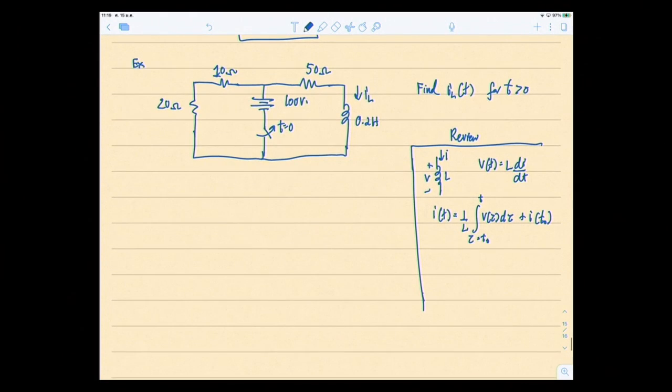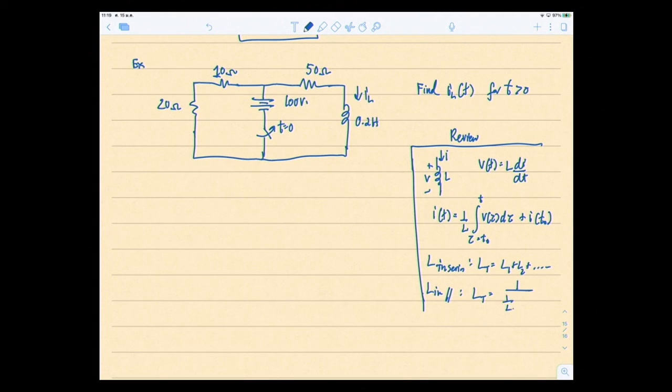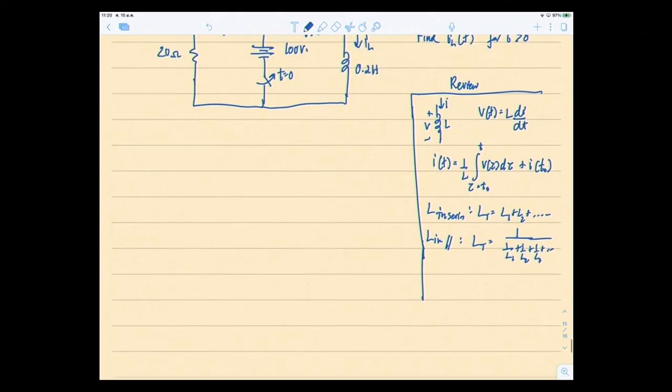Then the two rules for DC or steady state. But hold on, let me review this also: if you have inductors connected in series, L total is equal to L1 plus L2 plus L3 plus L4. If you have them in parallel, similar to resistors, 1 over L total is 1 over L1 plus 1 over L2 plus 1 over L3 plus so on. That's the total inductance.